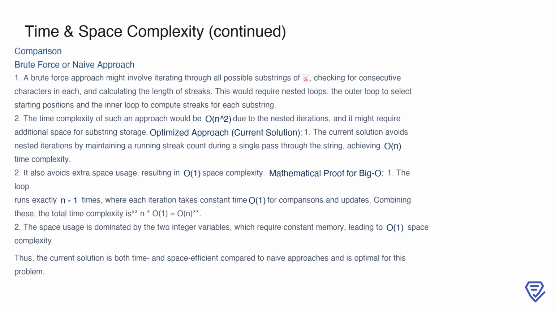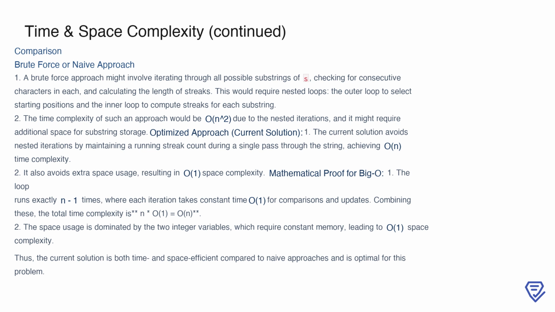When comparing this optimized solution to a brute force approach, the advantages become clear. A naive solution might involve iterating through all possible substrings of the input string, checking for consecutive characters in each substring, and calculating the streak lengths. This would require nested loops, one to define the starting points of substrings and another to compute streak lengths for each. Such an approach would have a time complexity of O(n²), as the number of iterations grows quadratically with the input size.